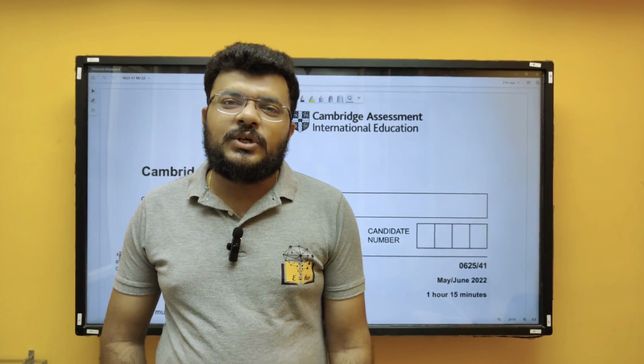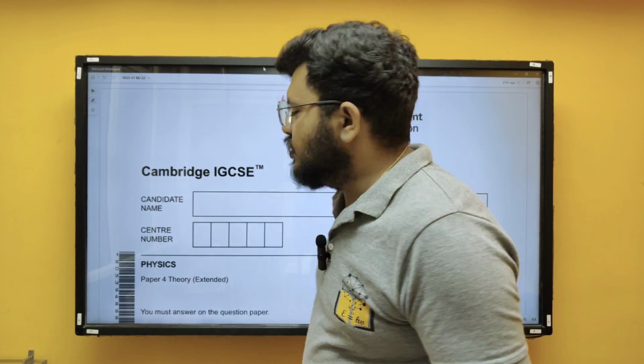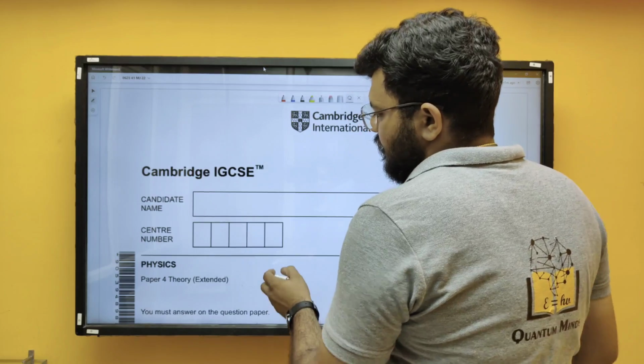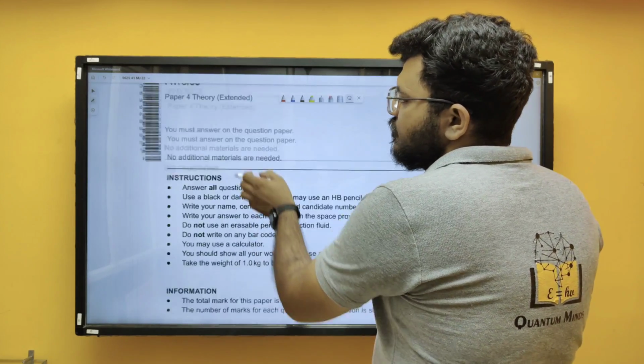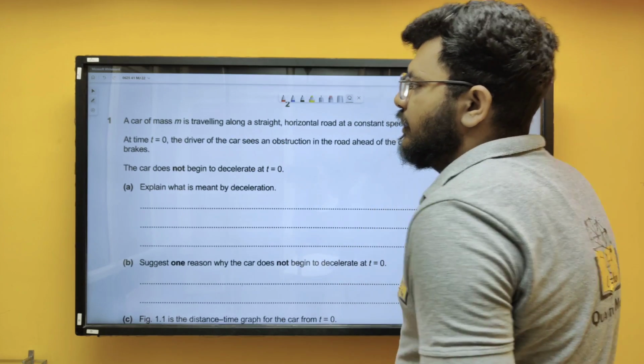Today we are going to solve paper 4.1 of May-June 2022 Physics 0625. This is an 80 mark paper and it's a structured type of question paper. Let's get started.